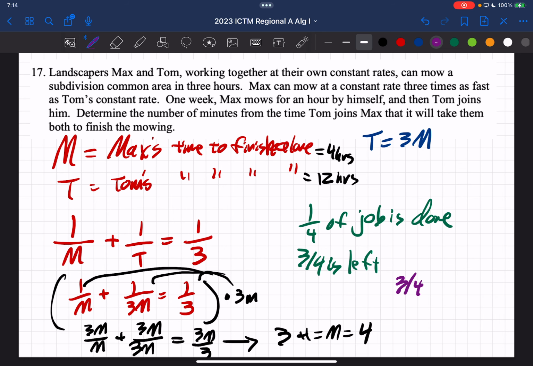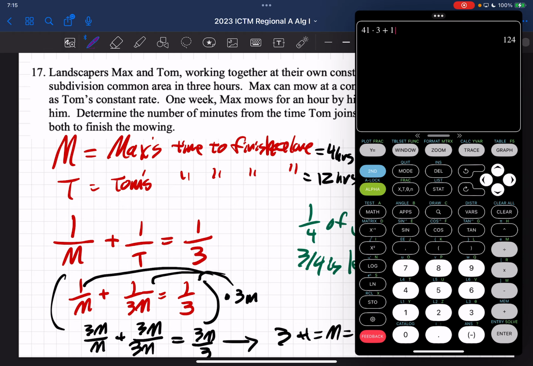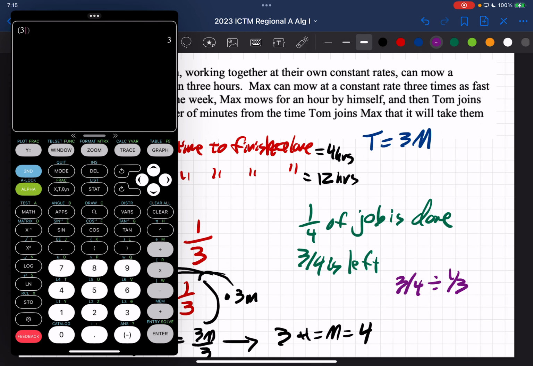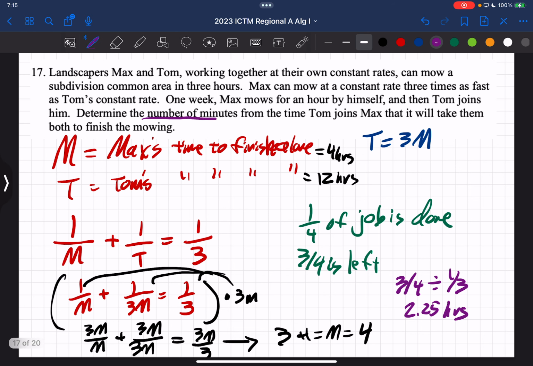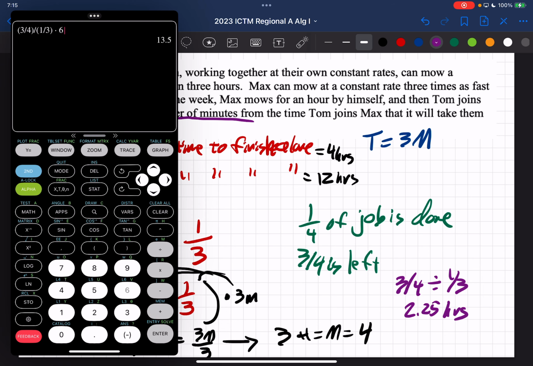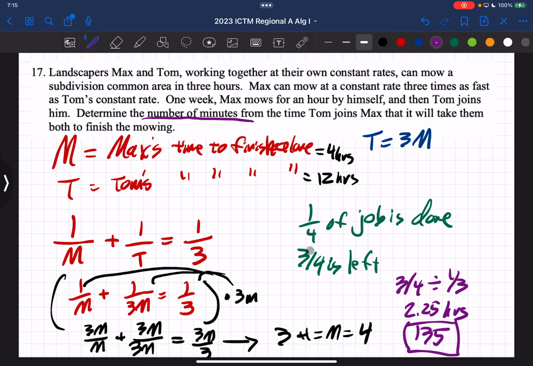So we take 3/4, how much is left to do, divide by how much they can do in an hour. So 3/4 divided by 1/3, and we get 2.25 hours. Now we want it in the number of minutes, so that's times 60. So it takes 135 minutes to finish the rest of the job. So this is not counting the hour that Max mowed.